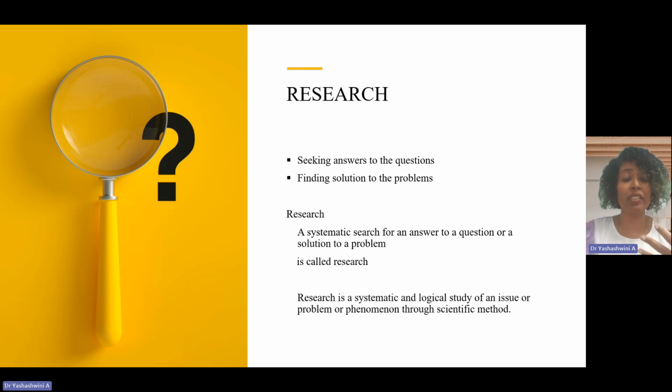And when it comes to research, we need to understand we have to go step by step to find out the solution to a problem. And it should be objective. There should be a purpose for doing your research. So systematic, objective, and logical with verifiable evidences will help us to understand how to conduct the research. Now, this is the prospects of research.